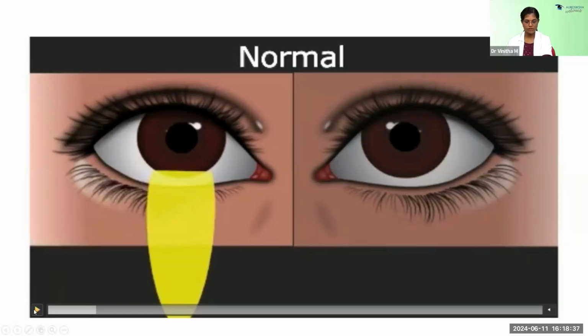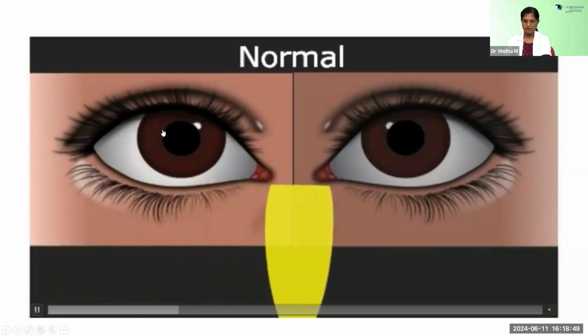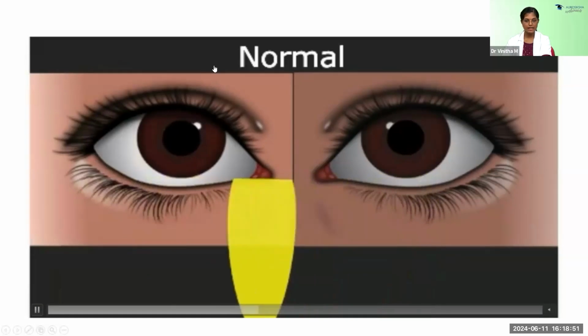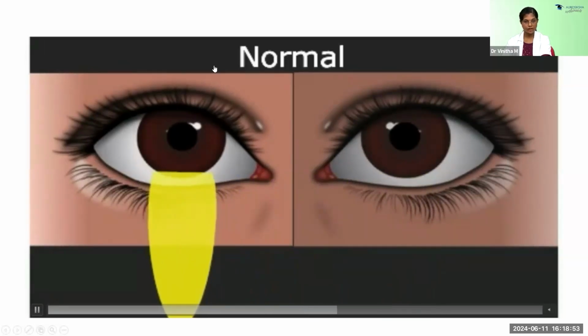This video shows that the constriction of the pupil on which the light is shone is known as the direct reflex, and that of the other is known as the indirect reflex. This shows that the light reflex pathway is intact and it is responding to the light.